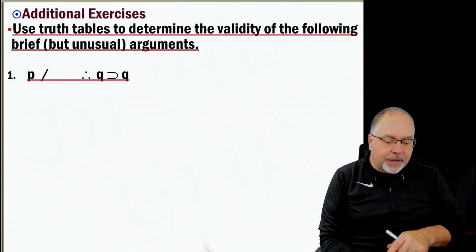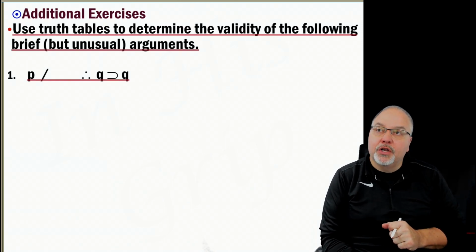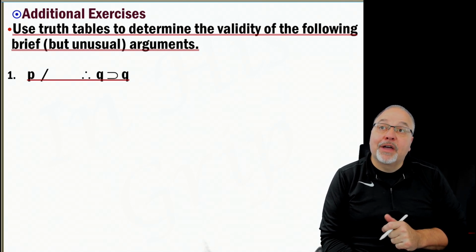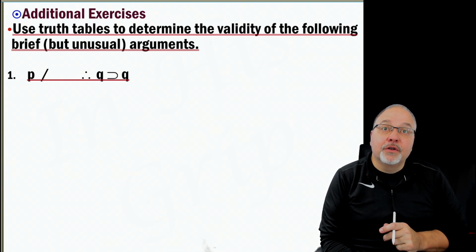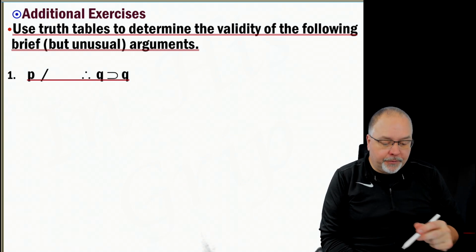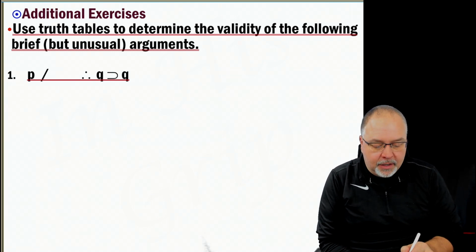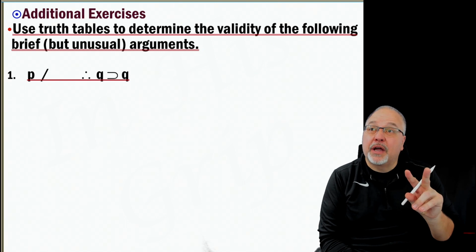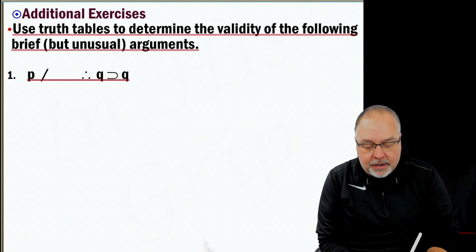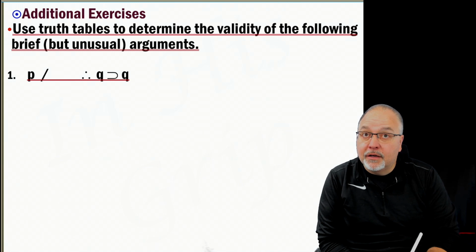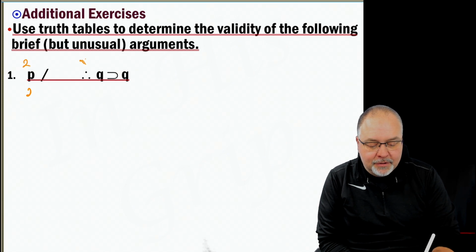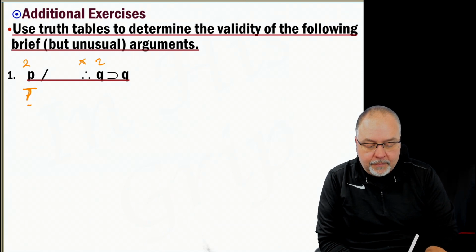Additional: use a truth table to determine the validity of the following brief but unusual arguments. Okay, so we have P and Q. Now we're going to do a truth table for this. For P and Q, I have 2 variables, and so now I need how many rows? 2 times 2 for rows. So I'm going to go true, true, false, false.